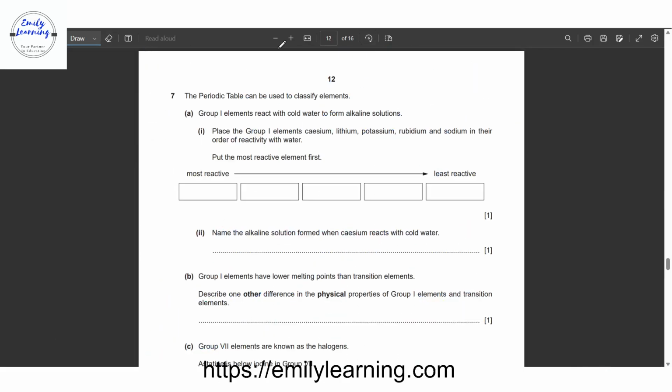Okay, so the most reactive one will be your calcium, followed by rubidium, then your potassium, then sodium, and then lithium.